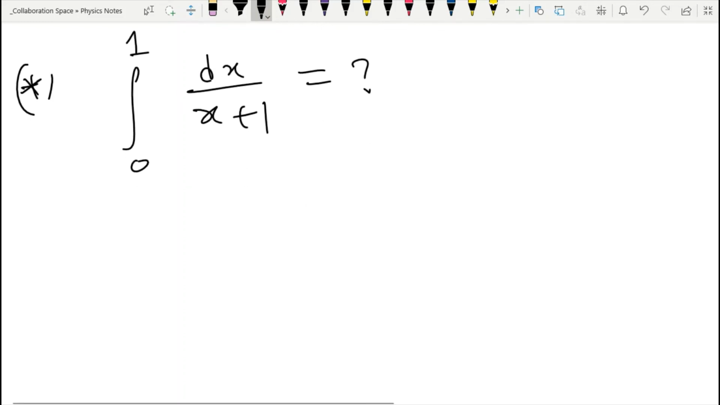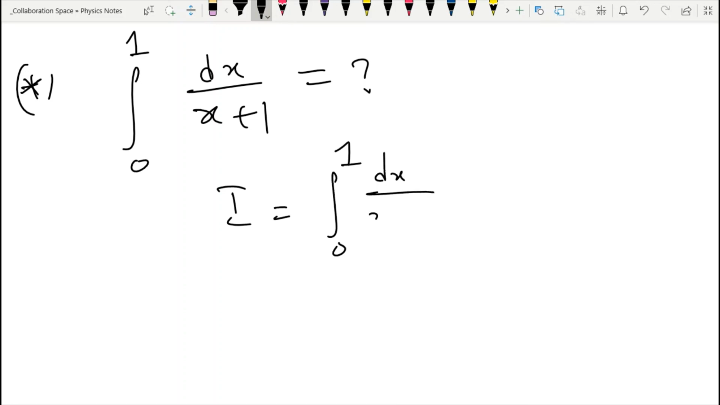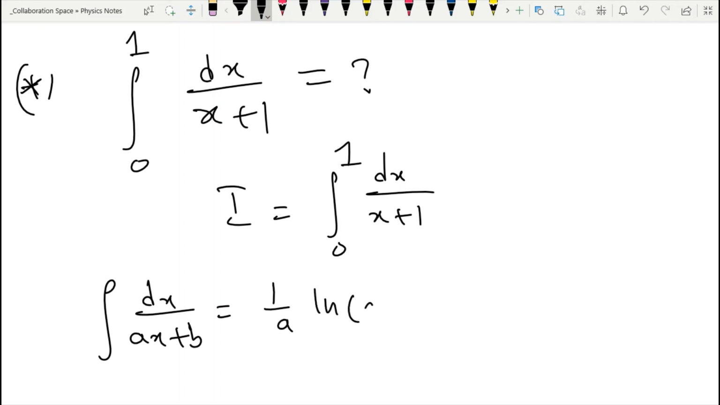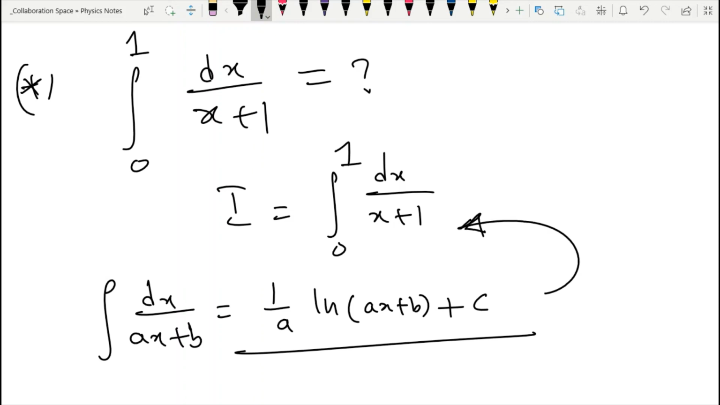So I will integrate. You already know the formula for this integration. The integration of dx divided by ax plus b is 1 by a ln(ax plus b) plus c. So this is the formula, and we can use it here to get the value of that integration.